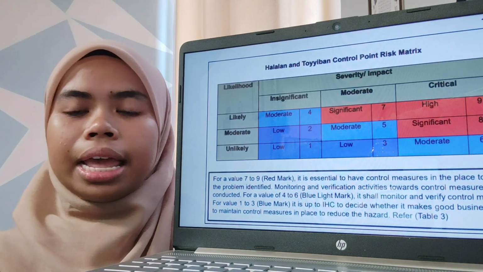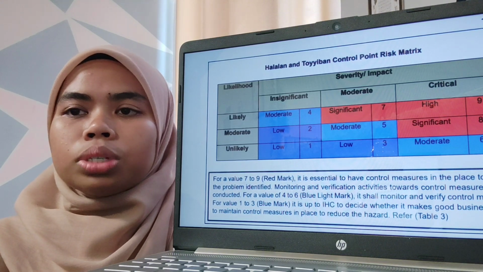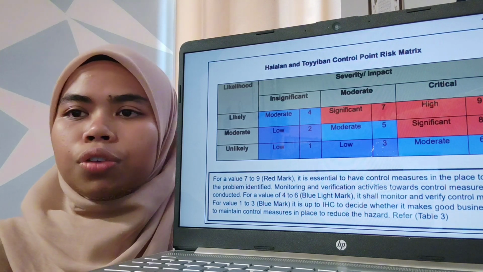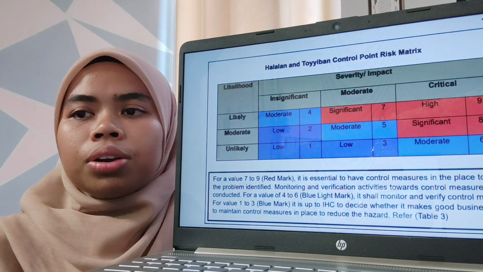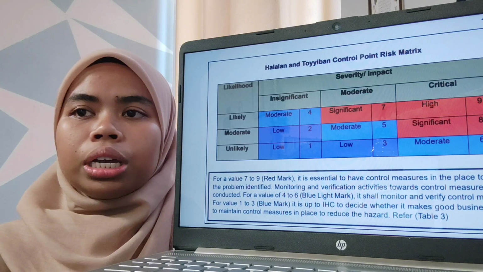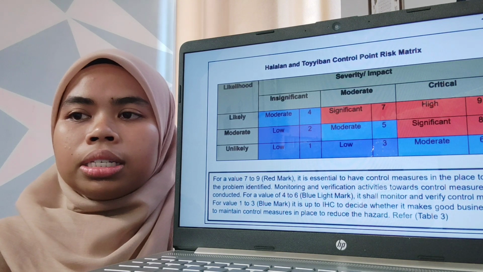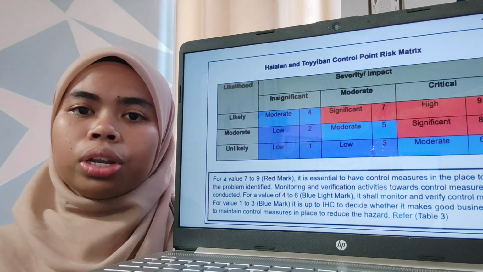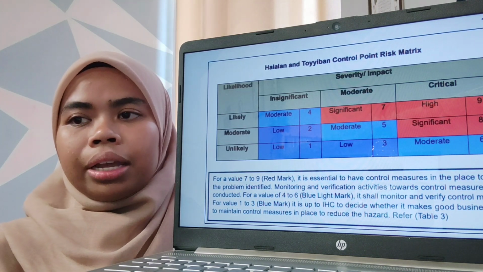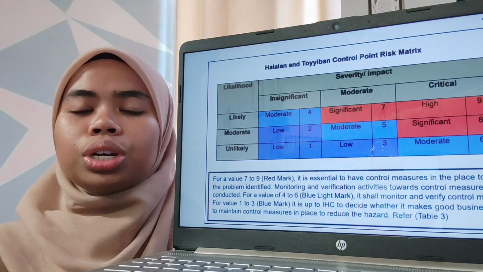So this is the halal and thayyiban control point risk matrix. If you can see, for the value 7 to 9, the red mark, it is essential to have a control measure in place to resolve the problem identified. Monitoring and verification activities toward the control measure shall be conducted for the value 4 until 6 in the blue mark. And for the value 1 until 3, it is up to the IHC, whatever they decide, to make it good business sense to maintain the control measure in place to reduce the hazard.